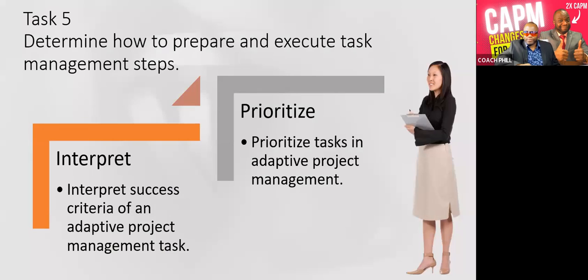Task 5. Determine how to prepare and execute task management steps. Interpret success criteria of an adaptive project management task and prioritize tasks in adaptive project management.